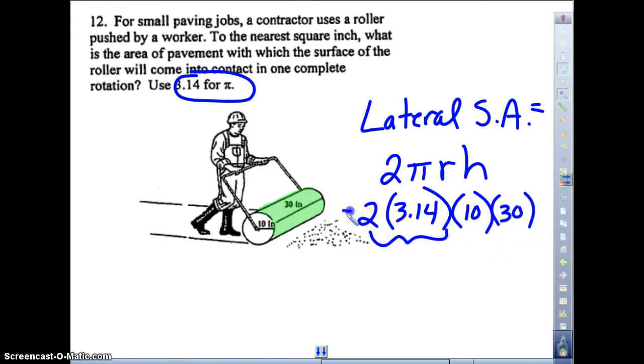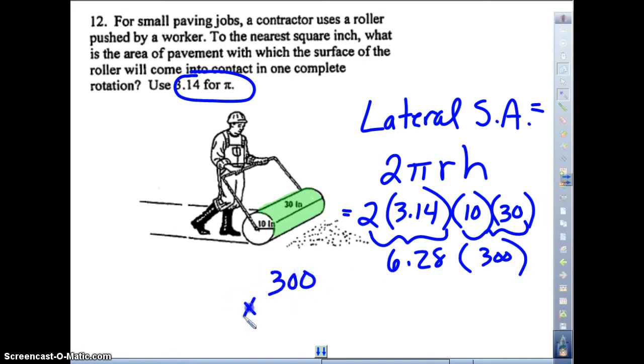I'm going to multiply those two pieces. I get 6.28. When I multiply those two together, I get 300. Then 300 multiplied by 6.28. I'm going to pause the video here while you guys do that. You can pause the video too.